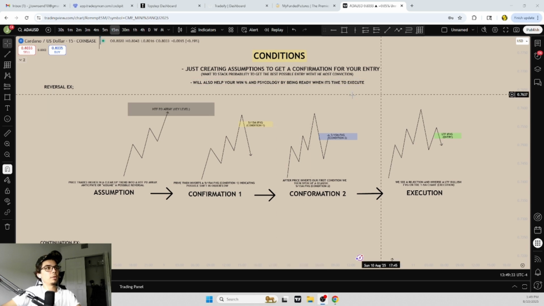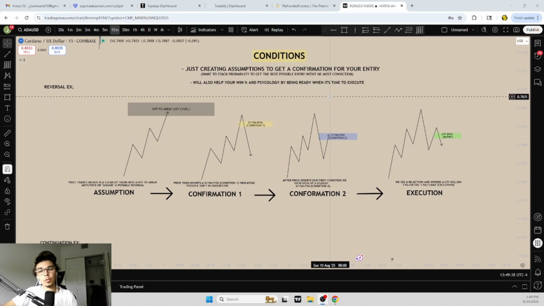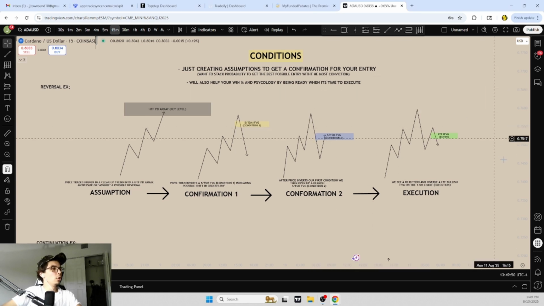And then it also helps my psychology, because when it's time to execute, I know it's a high probability trade and I'm already ready for the execution point. That's the only point I'm waiting on. Everything else is already filled out. My stop loss, my take profit, right? I don't have to do anything other than wait for an entry. So that's how it helps my psychology out.